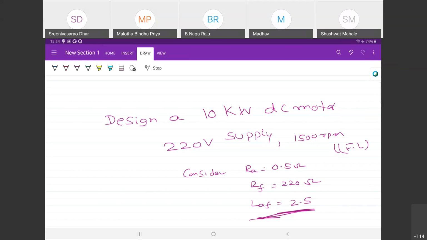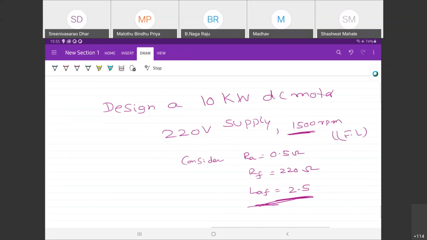Clear? So you have to implement. First you need to check whether this motor is giving this 1500 RPM at the rated torque. Once that is done, from that you try to increase the speed and decrease the speed with the different methods that we discussed. Do you have any doubts on this?